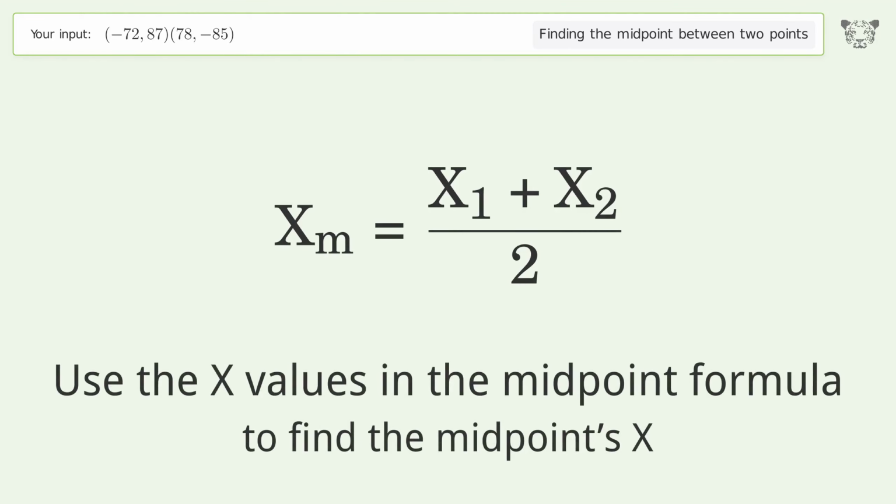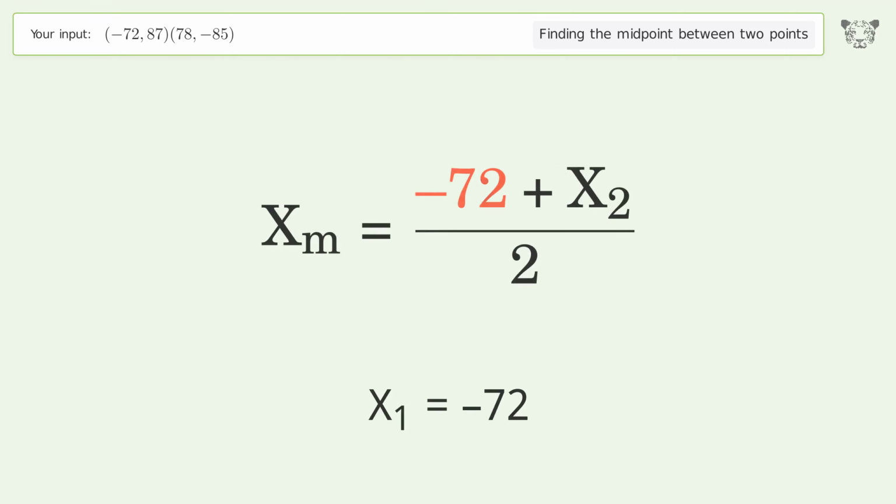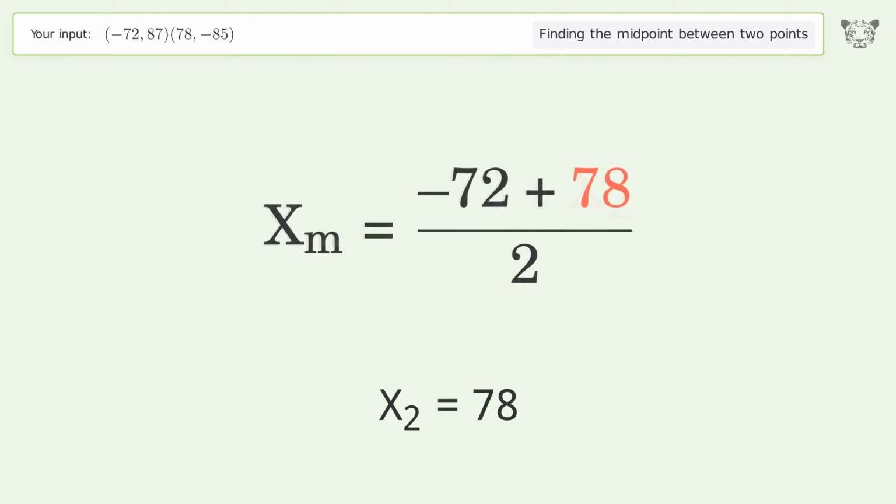Use the x values in the midpoint formula to find the midpoint's x. x1 equals -72. x2 equals 78. Simplify the arithmetic.